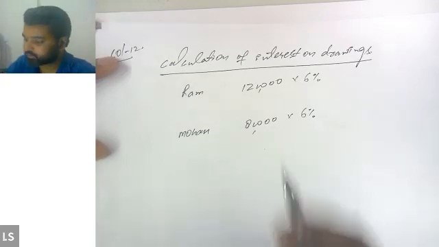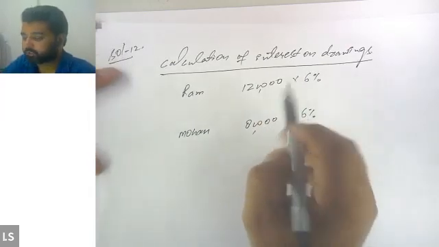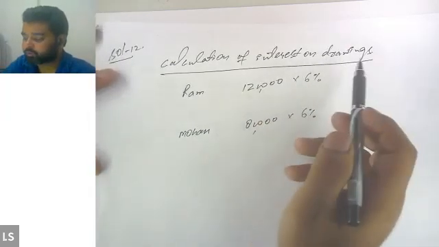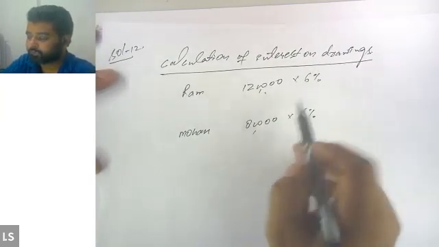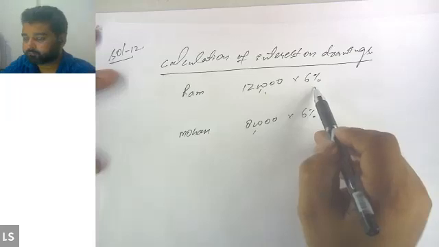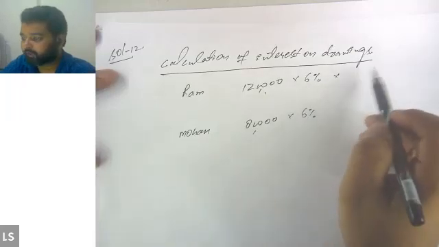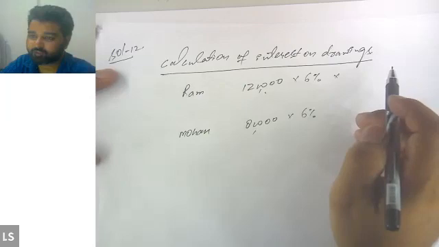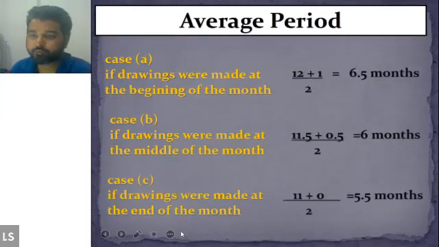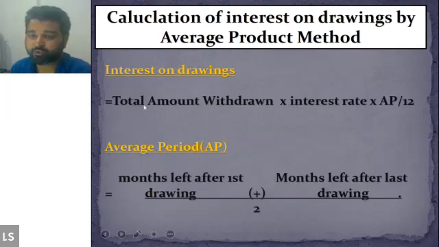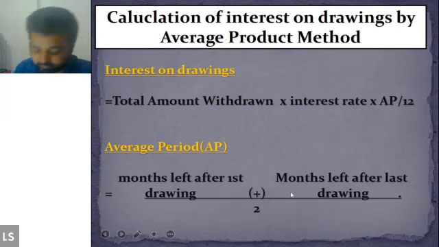Now, if you remember, the formula for calculating interest on drawing was total amount of drawing, rate of interest, into average period, divided by 12. Is that the formula, right? Let me show you. The formula for calculating interest on drawing is total amount withdrawn into rate of interest into average period divided by 12.